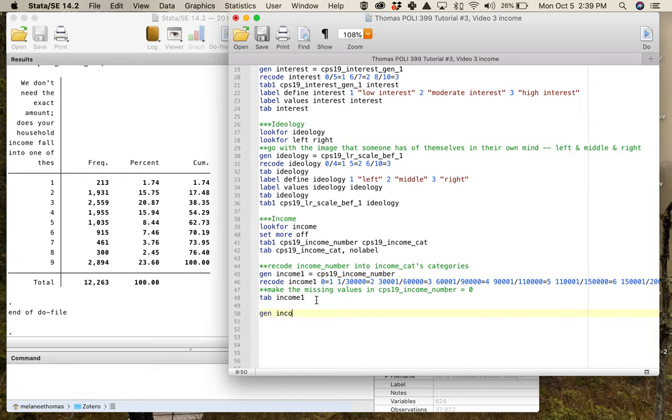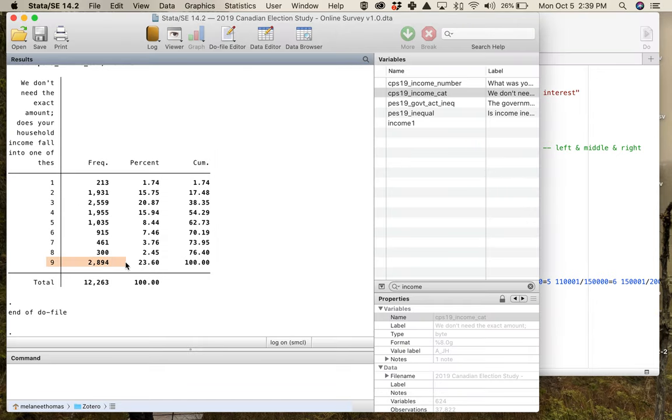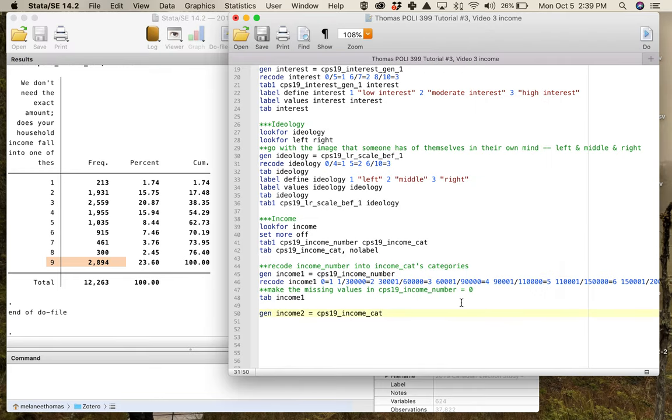I need to make another variable. So income 2 is going to be CPS 19 income cat. But I don't need to do such a big recoding exercise, right? I really just need to deal with my missing data. So here's how I'm going to do it. I'm going to recode income 2, 9 equals missing, because those are people who legitimately are not even answering that question. And then I'm also going to say the existing missing equals 0, 2. Then I'm going to tab income 2.